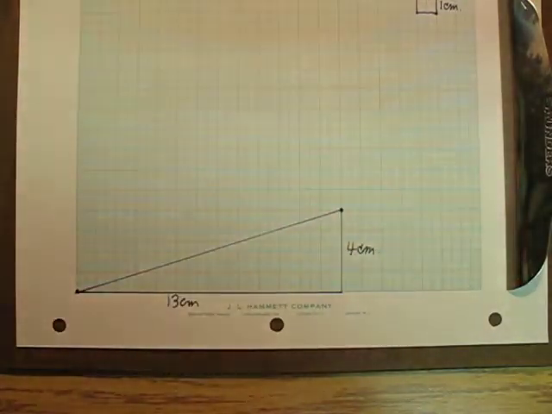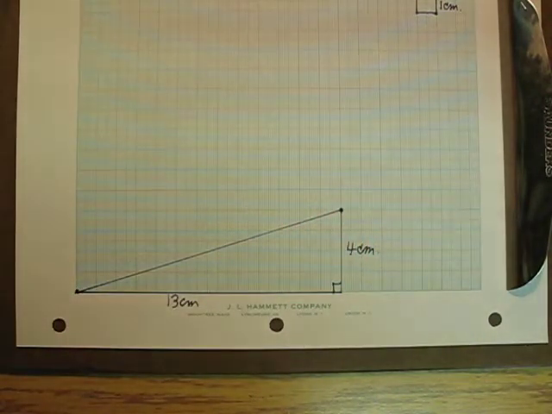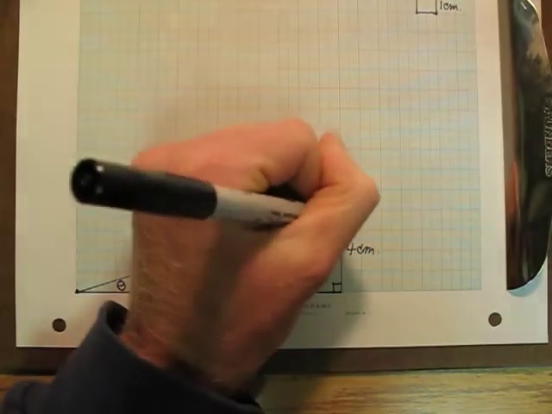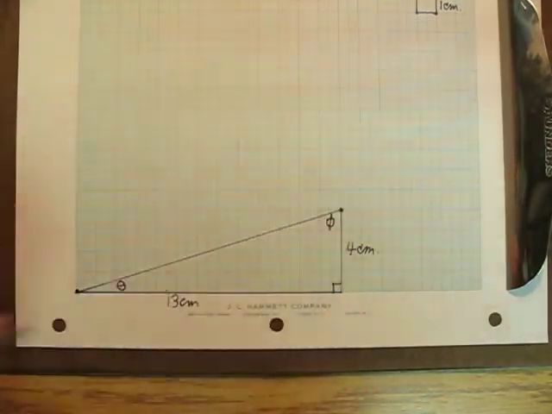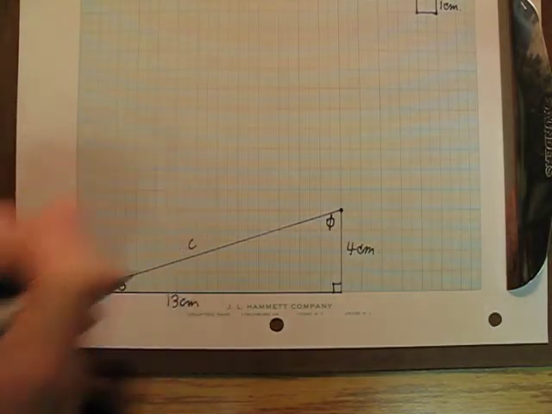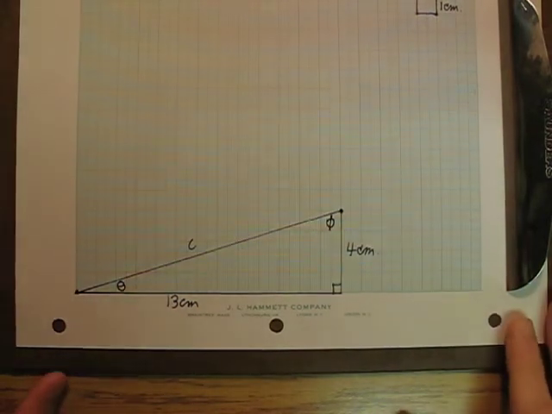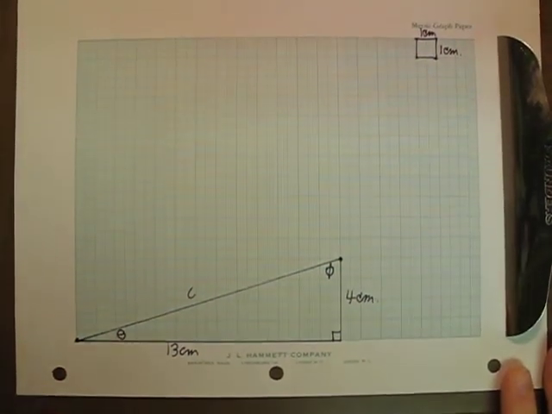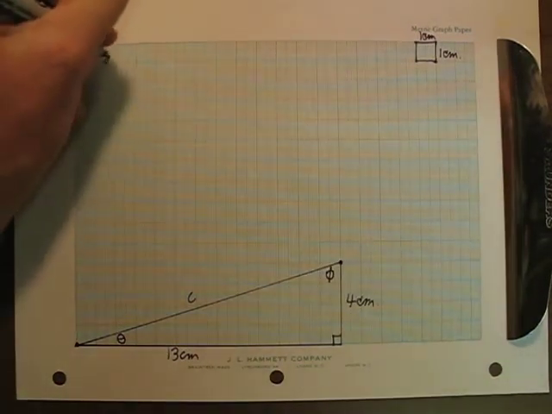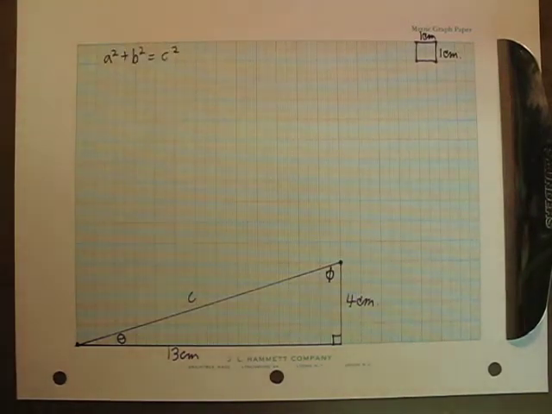And that's my right angle right there. What I want to know is what this angle is, what this other angle is, and this distance, which we're going to call c. Okay, let's just jump right into it. Let's start off with our good old friend, the Pythagorean theorem. So we have a squared plus b squared equals c squared.